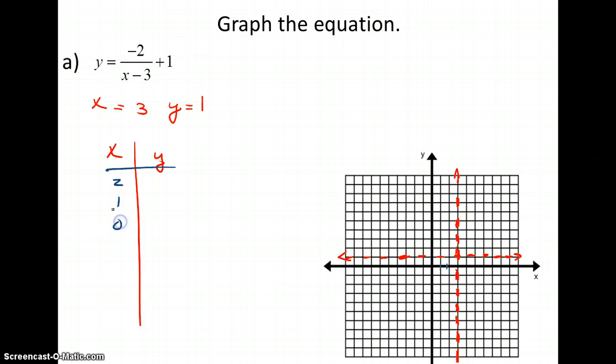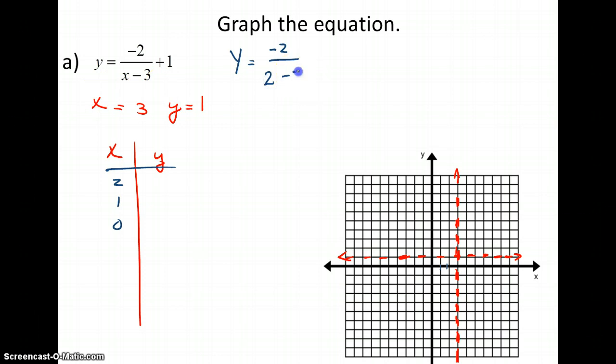2, 1, and 0. Great, I have x values. How do I find the y's? You're going to plug it into the original equation to find the y values. Okay, so for the first one, y is equal to negative 2 over x. Just kidding, instead of x, what should I write for the first one? 2. 2, very good. Just making sure you're paying attention.